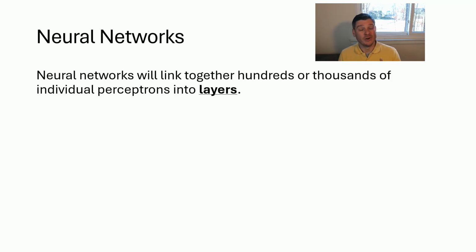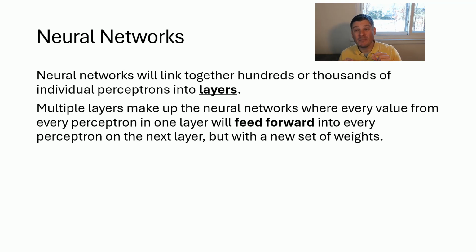Now, what neural networks do is they link together hundreds or sometimes thousands of those individual perceptrons into a layer. And then multiple layers will make up our neural network, where every value from every perceptron in one layer will feed forward into the perceptrons in the next layer, but with a new set of weights.